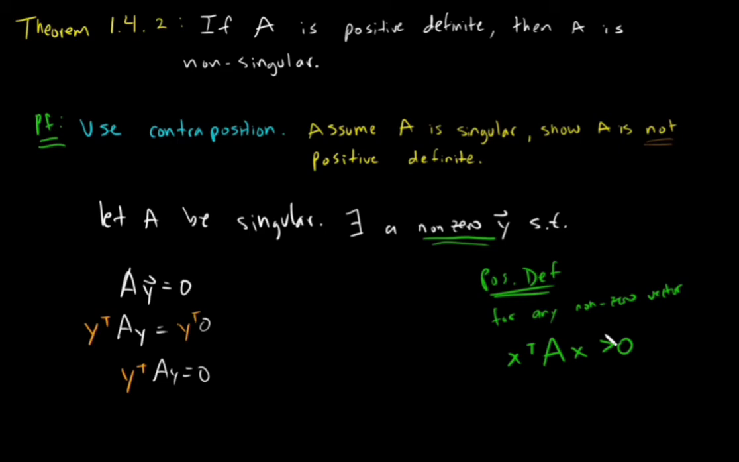But if we look closely on the left side, we can see that we do have that, a vector transpose times A times the vector, but it's equal to 0. So that means that it is not positive definite, because to be positive definite, you have to be strictly greater than 0. So we have proven that if A is singular, then it is not positive definite. Therefore, the opposite is true. If A is positive definite, then A is non-singular.